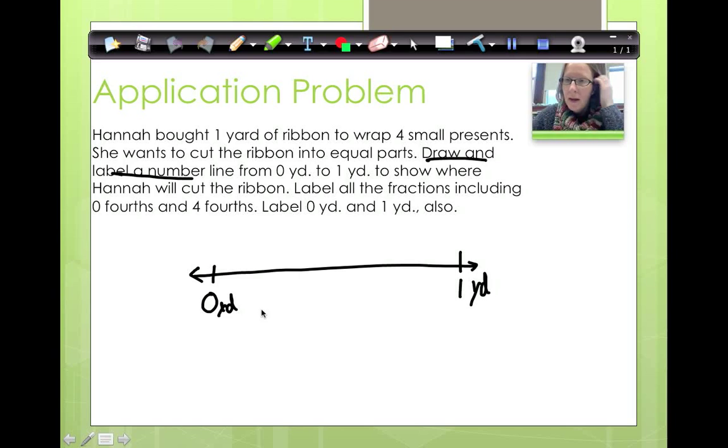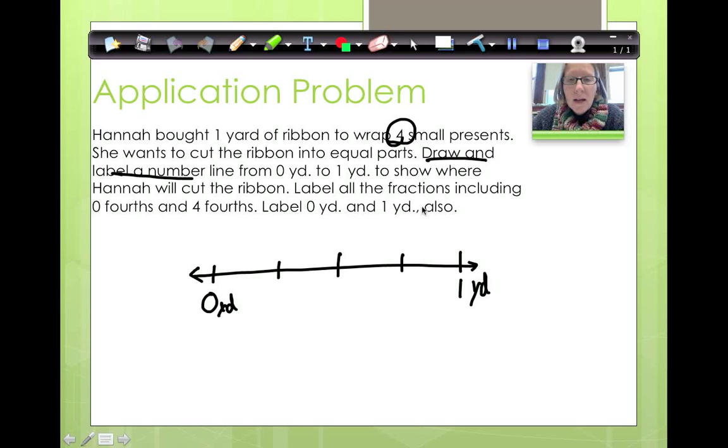All right, now she wants to wrap 4 small presents and she wants to cut the ribbon into equal parts. So how many pieces of ribbon will I need? I'm going to need 4. So I know if I cut it in half, that gives me 2. Cut my halves in half, that gives me 4. Cutting my halves in half right here.